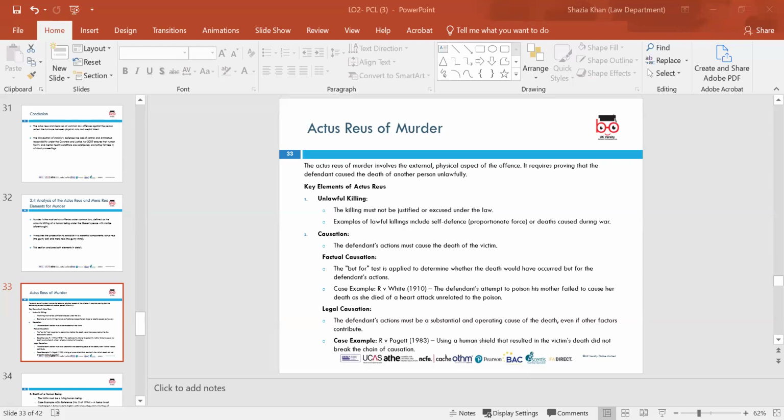So in regards to the case of R v White, the defendant's attempt to poison his mother failed to cause her death, as she died of a heart attack unrelated to the poison. And that looks at factual causation. And then you've got the legal causation, and the case example is the case of R v Pagett, which looked at using a human shield that resulted in the victim's death did not break the chain of causation.